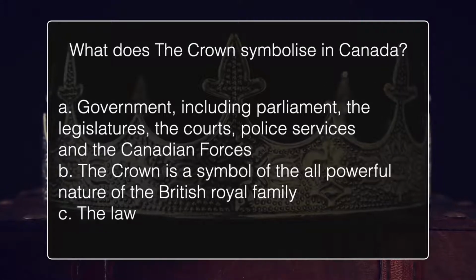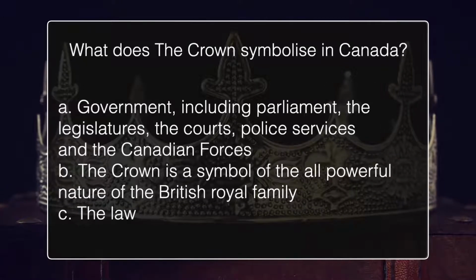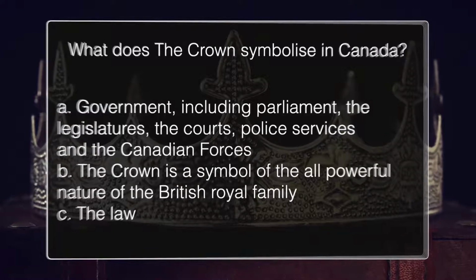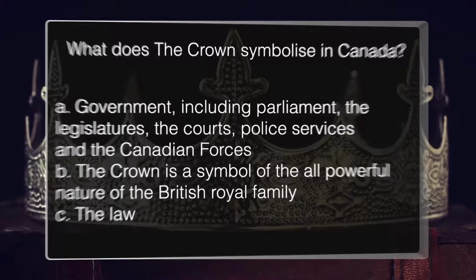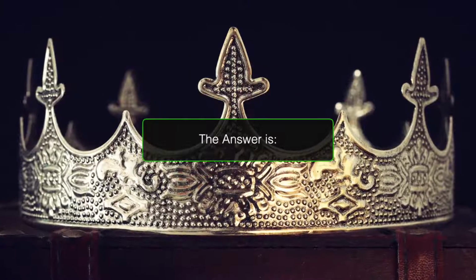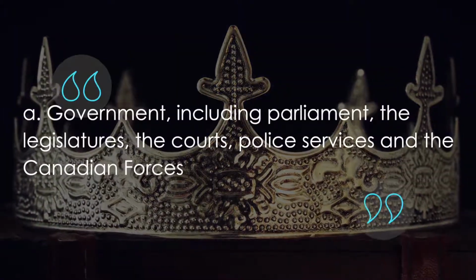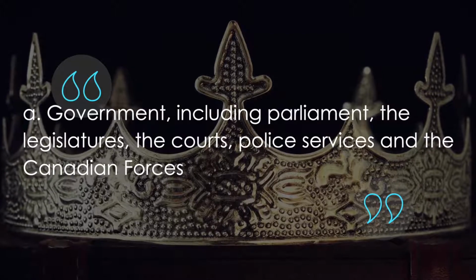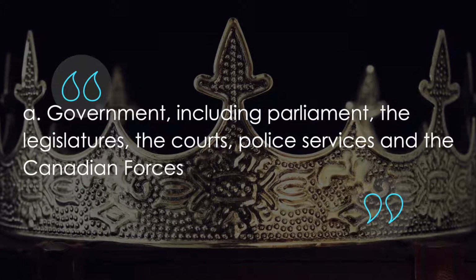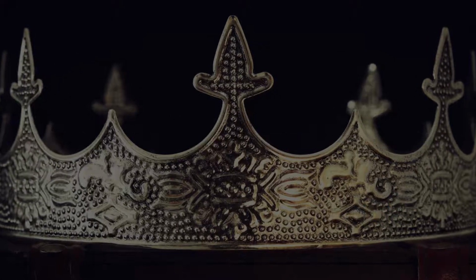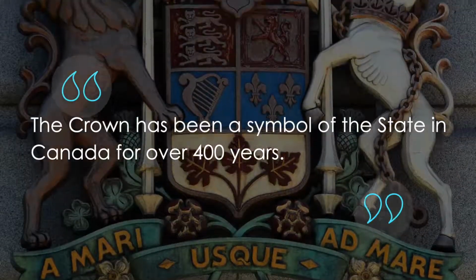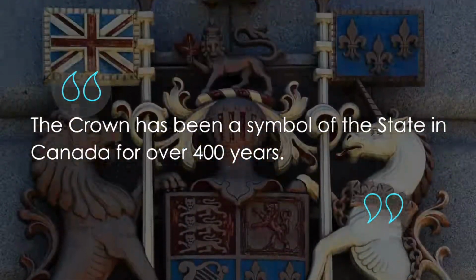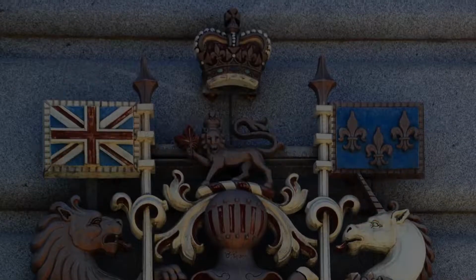The Crown is a symbol of the all-powerful nature of the British royal family. Or the law. The answer is, it symbolises government, including Parliament, the legislatures, the courts, police services and the Canadian forces. The Crown has been a symbol of the state in Canada for over 400 years.